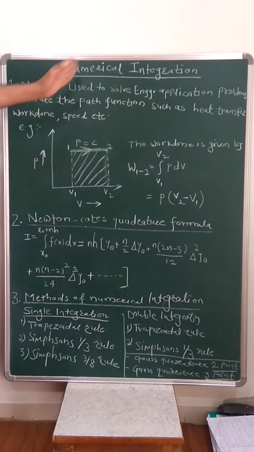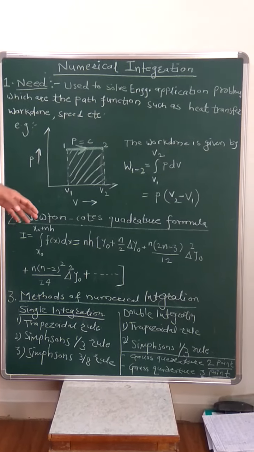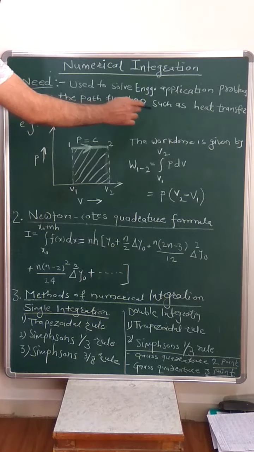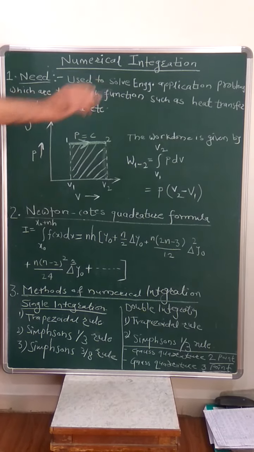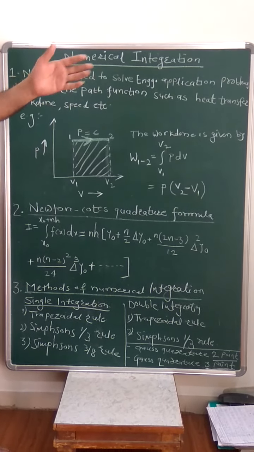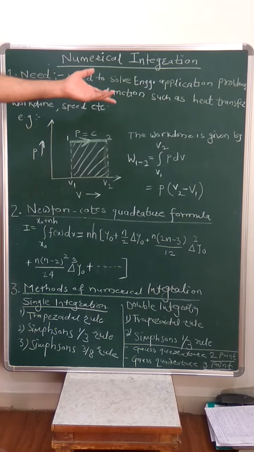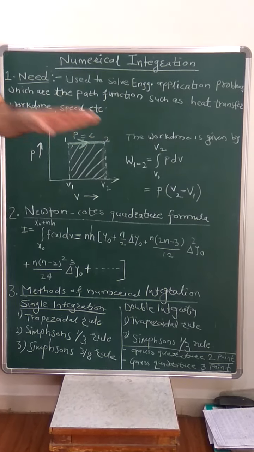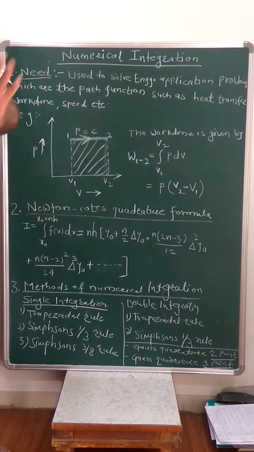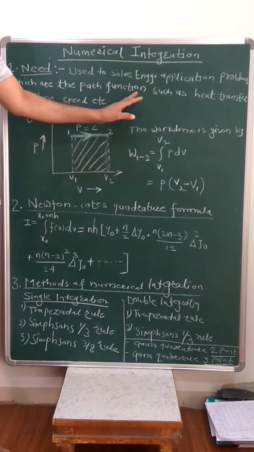Basically, numerical integration is used to solve engineering application problems which have path functions, such as heat transfer, work done, speed, etc. We all know heat transfer from one point to another point, work done by a certain process, speed of a car. All these are path functions. Therefore, simply we can say numerical integration is used to solve engineering based application problems having path functions.